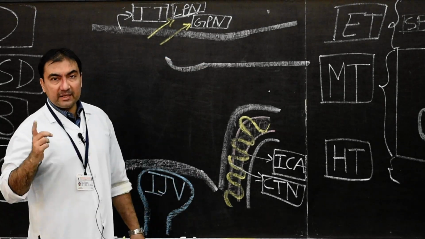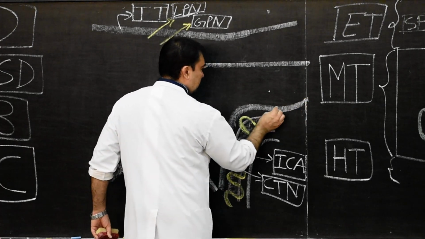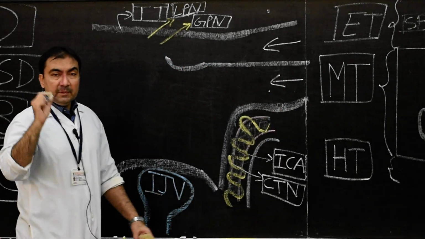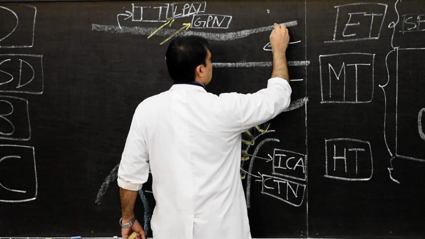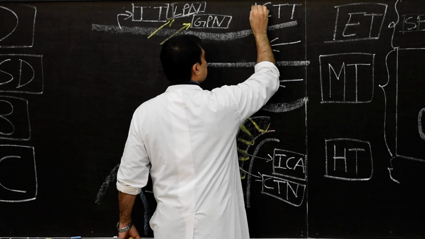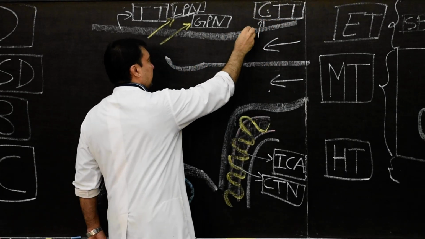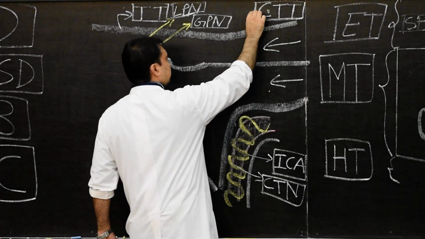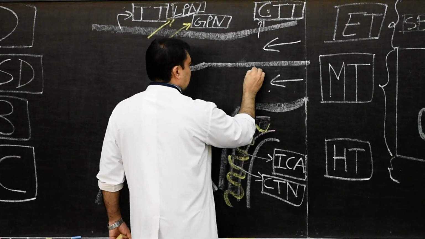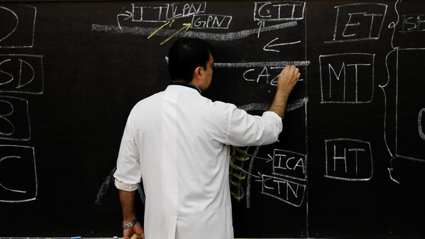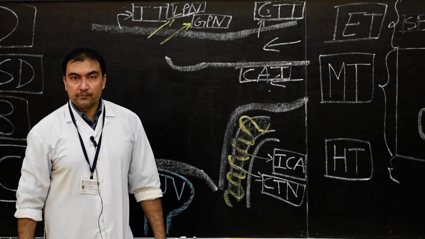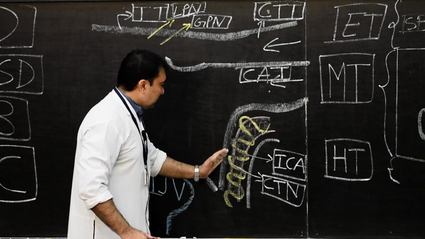There will be two canals, number 1 and number 2. The first will be known as the canal for tensor tympani muscle. Please note down correctly: canal for tensor tympani muscle, first one. The second canal will be known as the canal for auditory tube. Please note down, this will be the canal for auditory tube. Here we complete the anterior wall of the middle ear cavity.